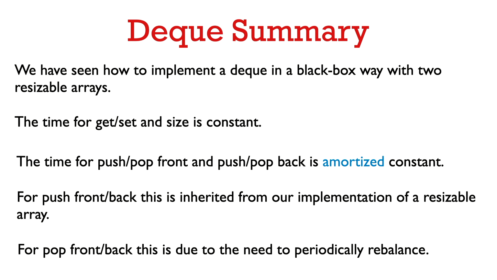Okay, so now we've seen how to implement a deque with two resizable arrays. The time for get and set is constant, and the time for push and pop on the front or back of an array is amortized constant. For the push operations, this is purely inherited from the amortized cost in a resizable array. For the pop operations, we needed a new argument. These were amortized constant time because we periodically have to rebalance the resizable arrays when one side becomes empty. But we've argued that we have to do a lot of operations in between each rebalancing so that the amortized cost is constant.